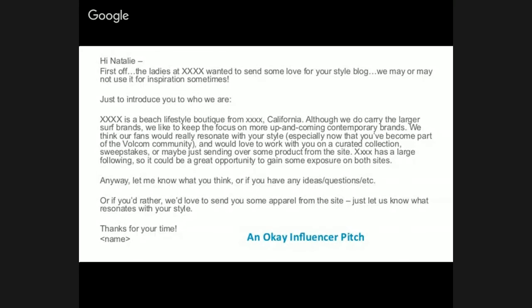Okay. An example of a pitch here. There are two examples of a pitch. One is when you actually approach some of these people. And the first here, so this is called an OK influencer pitch, this is assuming that somebody who's got a blog and somebody is approaching Natalie, who runs the blog, and telling her that they love her blog post. Then they try and say, by the way, we run a boutique. Let me know if you have any questions. It's a bit going round and round and round, isn't it? And, we'd like to send you some stuff from the site. It doesn't know if that resonates with your style. The whole idea is, would you like to help our boutique?